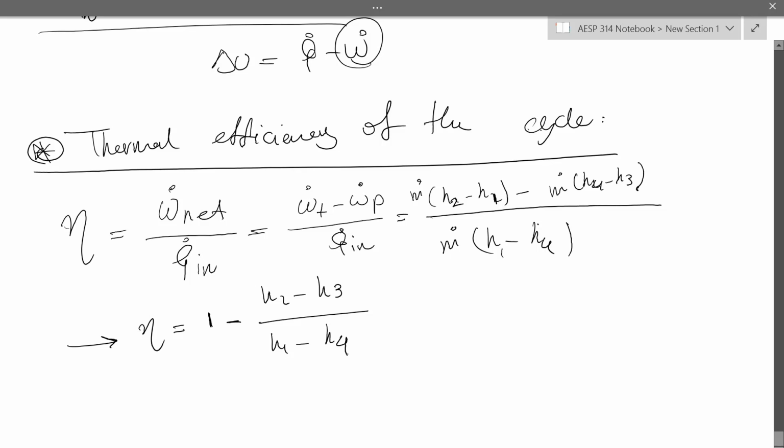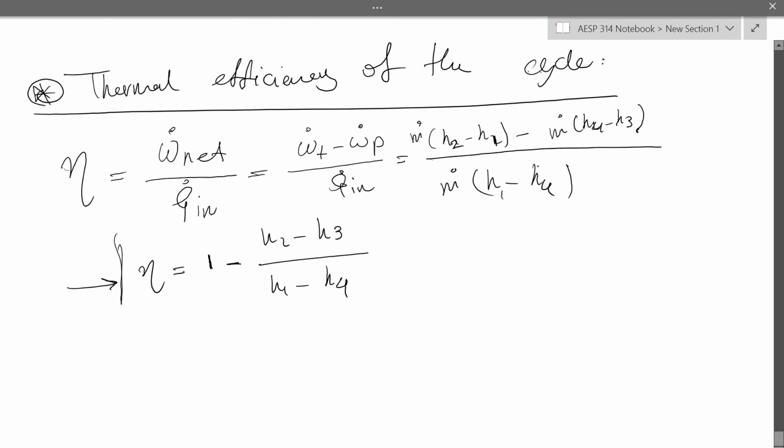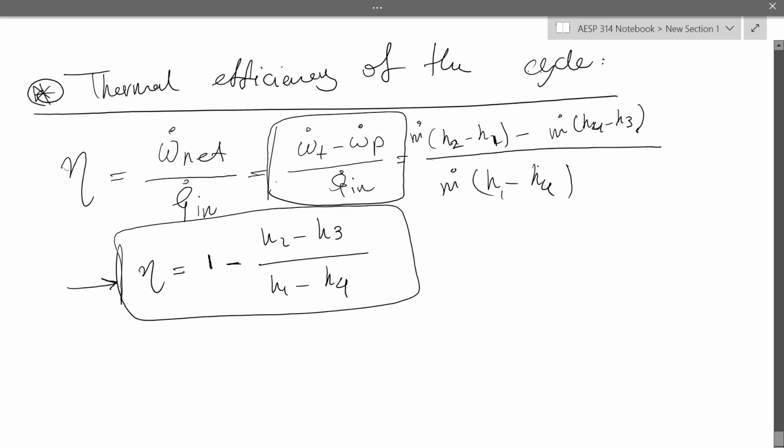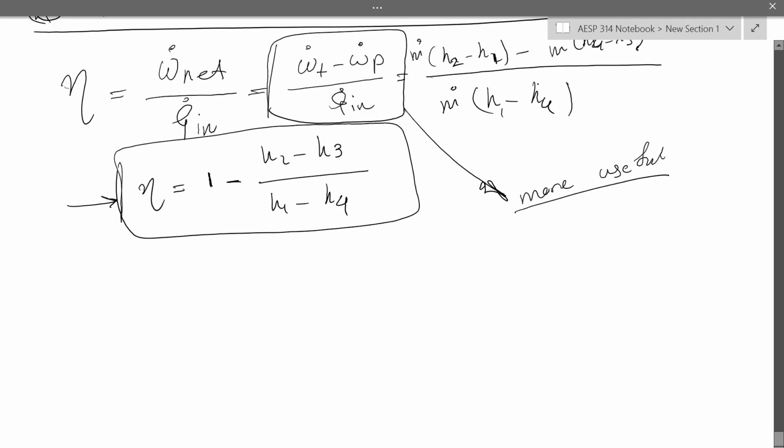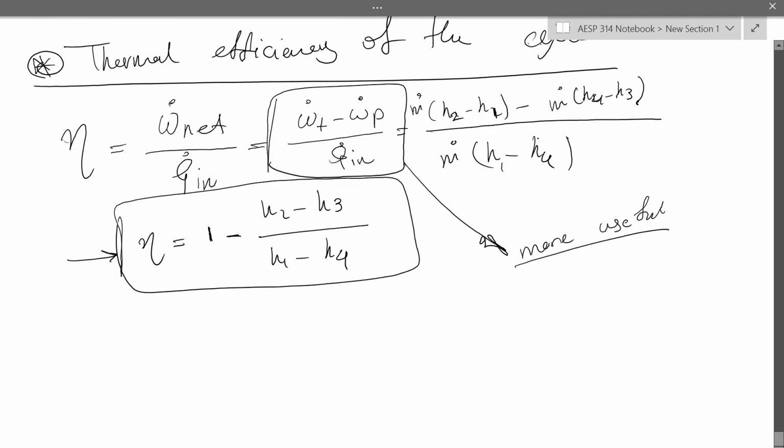Okay, so this is going to be your eventual way of calculating the efficiency, or you can actually use this equation. That's probably going to be more useful because in all of the examples you will end up calculating the work before calculating the efficiency. So we know how to calculate the efficiency.